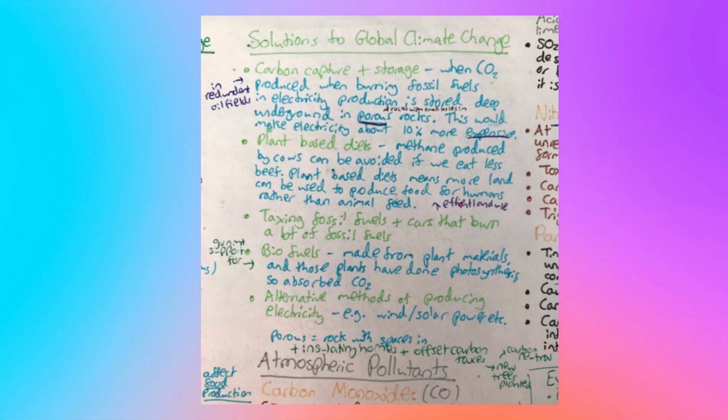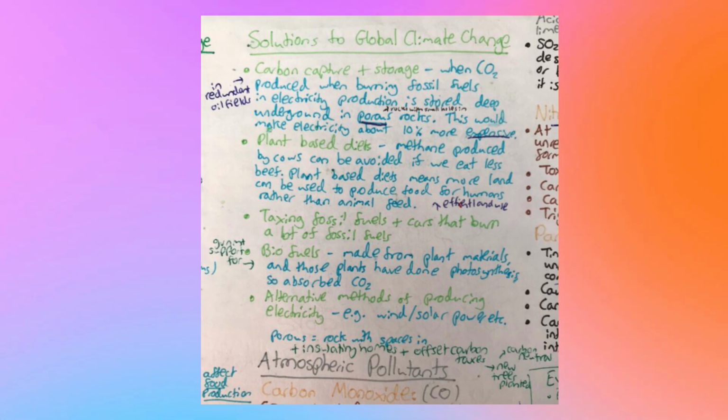We could also look at plant-based diets. So methane produced by cows can be avoided if we eat less beef. Plant-based diets means that more land can be used to produce food for humans rather than food for animals like cows. That means that we have more efficient land use.